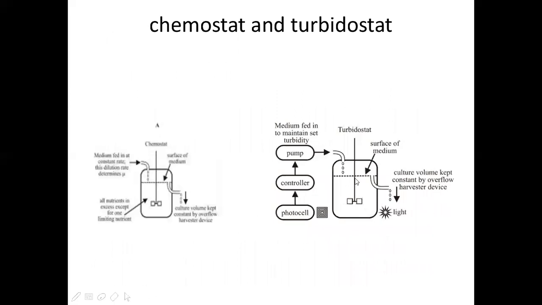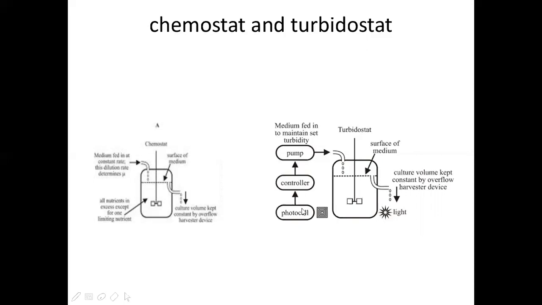This is the chemostat and this is the turbidostat. As I told, here the chemical will be maintained at a constant rate. Here this is the medium fed into the fermenter, and these are the nutrients in excess except for one limiting nutrient. Only one limiting nutrient will be there, and this is the harvest or recovery of the medium, and this is the surface of the medium. So a particular key nutrient will be maintained at a constant rate, and this is the turbidostat, right? Turbidity means a photoelectric cell will be there. So this is the light.